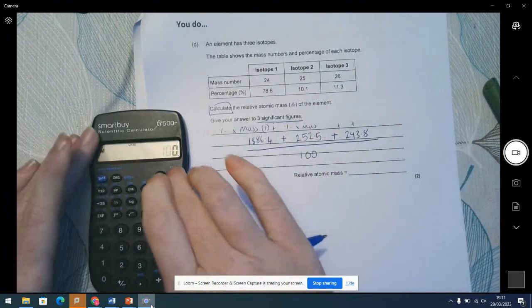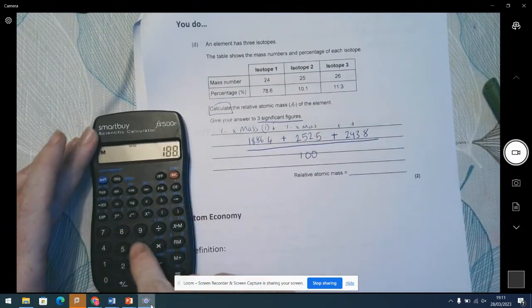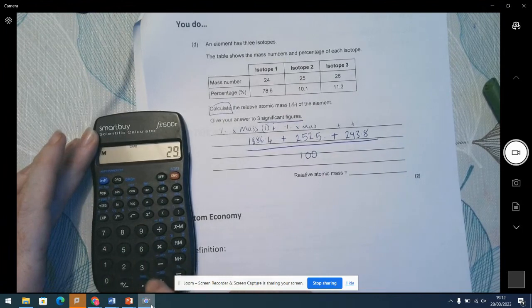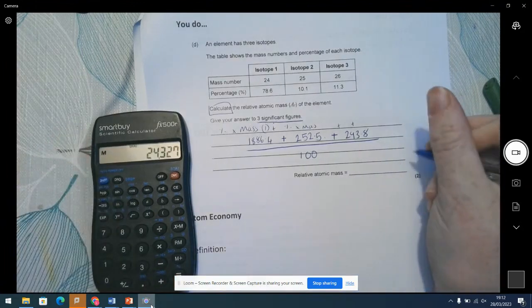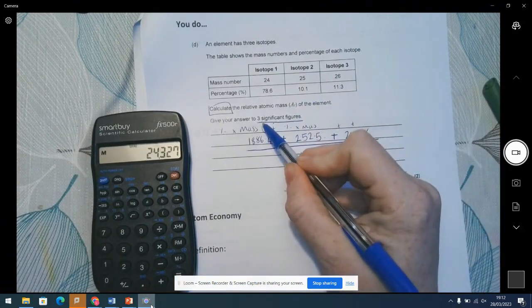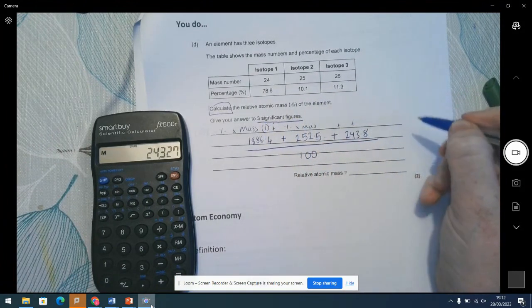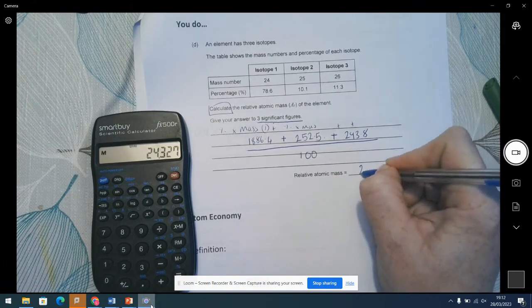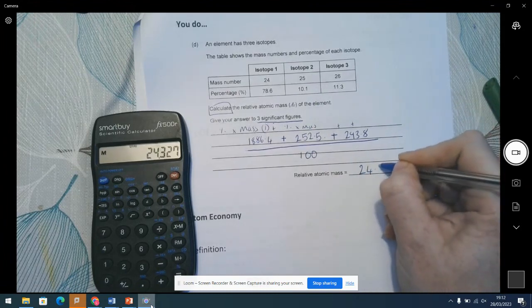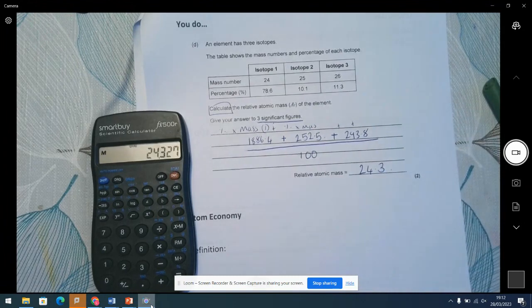So let's do the calculation then. So 1886.4 plus 252.5 plus 293.8 equals that. I'm dividing it by 100, and we then get an answer. Now the question asks me to do it to 3 significant figures. So that would give me an answer of 24.3. And that's the answer I'd be looking for there.